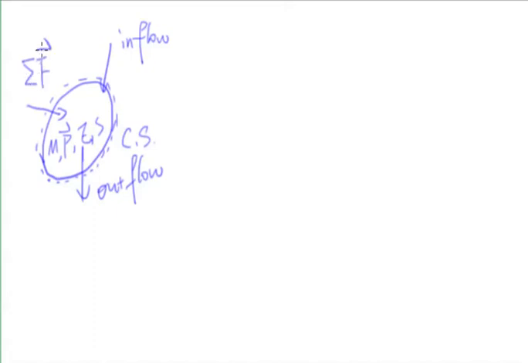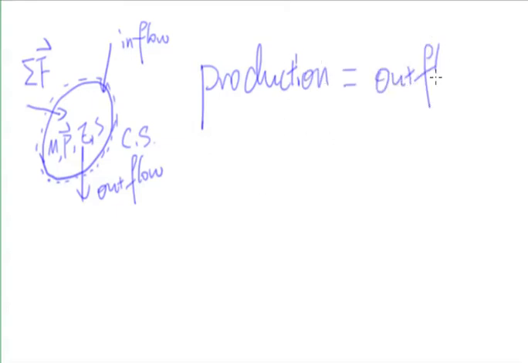So production accounting basically tells us that the production of a quantity equals outflow minus inflow plus the accumulation inside the system. And next, we'll apply this production accounting to the different basic quantities.